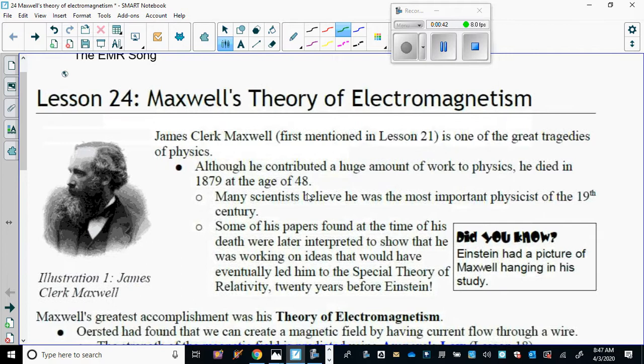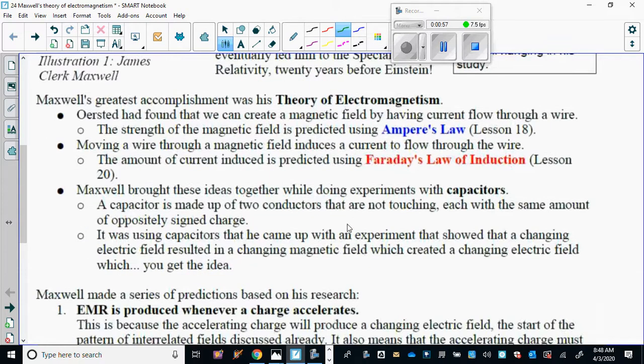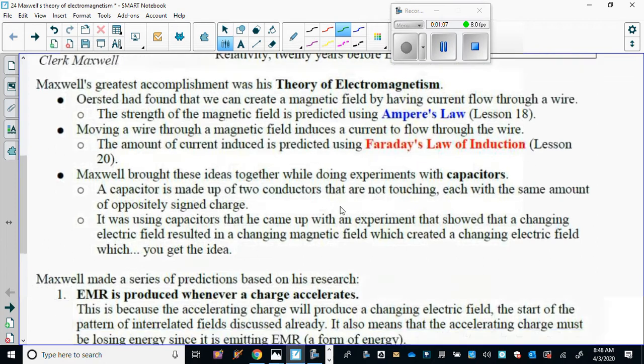And here's poor old James Clerk Maxwell, who was a brilliant physicist and unfortunately died at age 48, before the magnitude of his work was even appreciated. His greatest accomplishment, it says here, was the theory of electromagnetism. We've discussed Oersted and Ampere's law. We've discussed Faraday's law of induction.